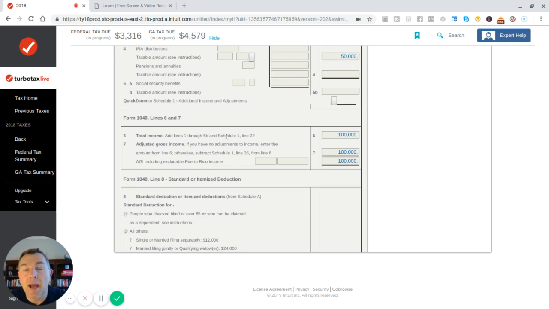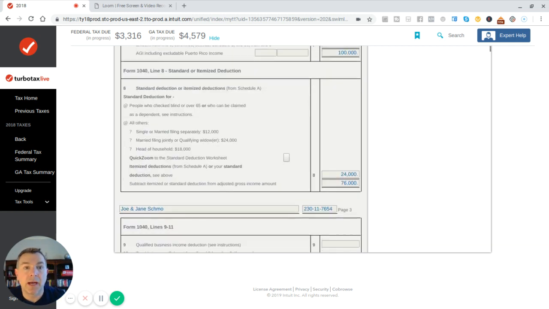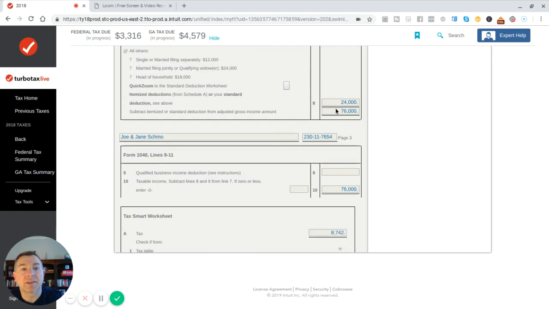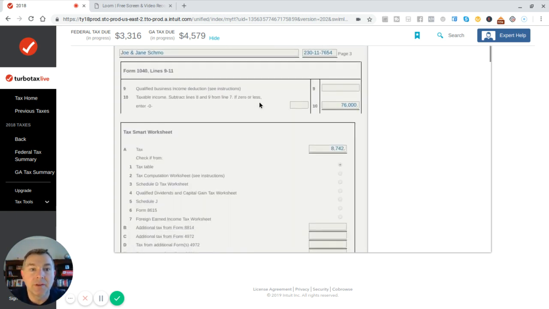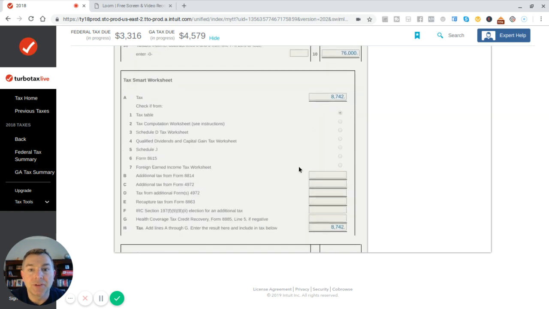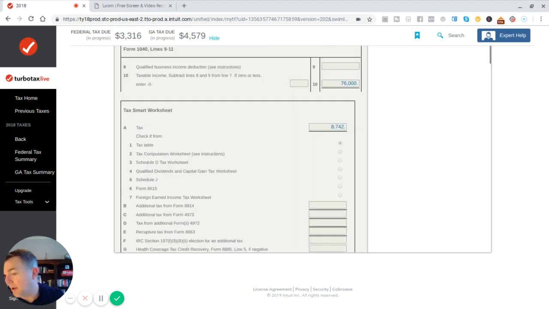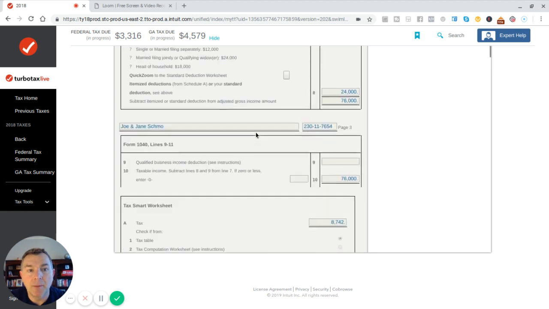And because we don't have any itemized deductions, we're just going to go down here and look at our standard deduction, which is right there, line 8, $24,000, because it's she and I. And $76,000 is our taxable income. They're going to give us those various worksheets that we need to do. So our tax is $8,742.